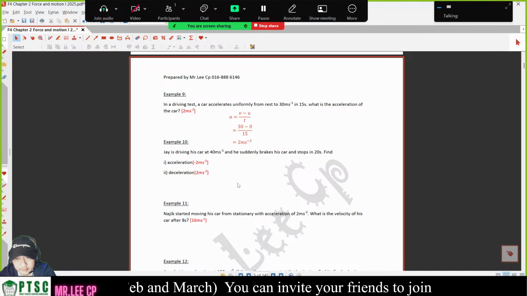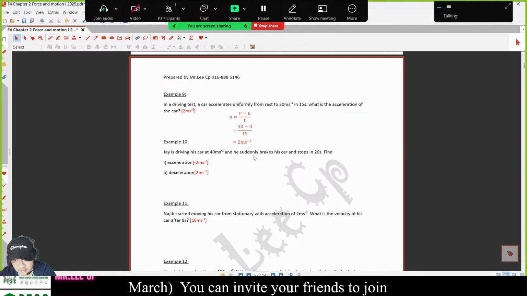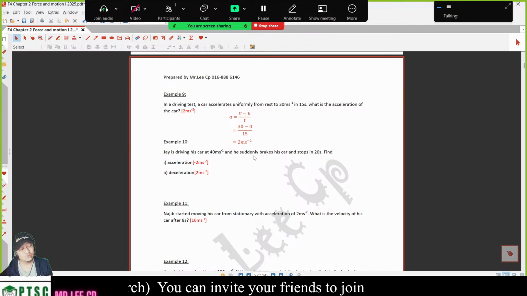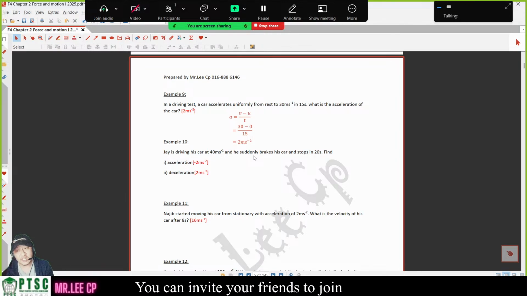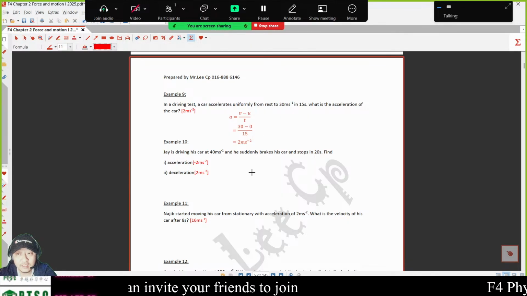Alright. Jay is driving his car at 40 and he brakes. So he drives at 40. Suddenly he brakes his car and stops in 20 seconds. Alright. So now find the acceleration.